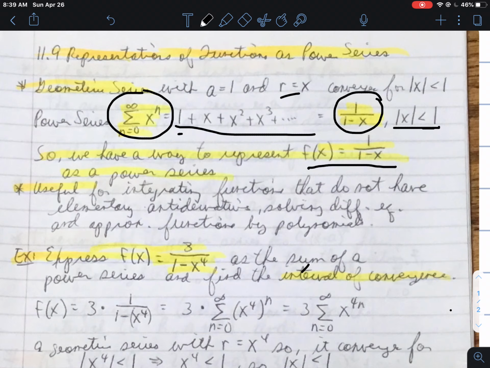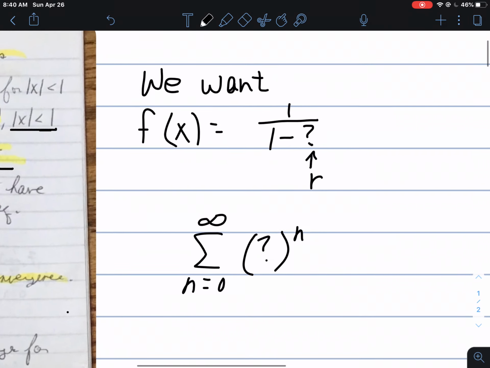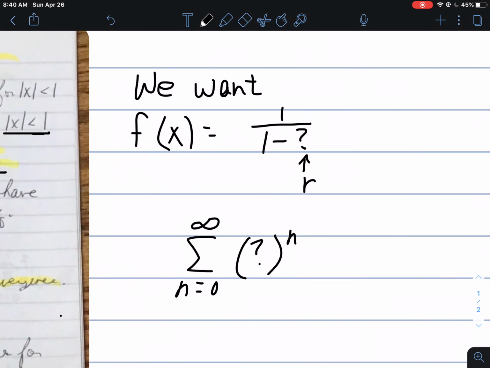But also, we know that it converges to, and that's where the function is coming from. All right, so there's our a over 1 minus r. That actually ends up being our function. So here's the trick. Here's what we want. You want a function that can be written in the form of f of x equals 1 over 1 minus something. Right? And then whatever that something is, that's your r value.